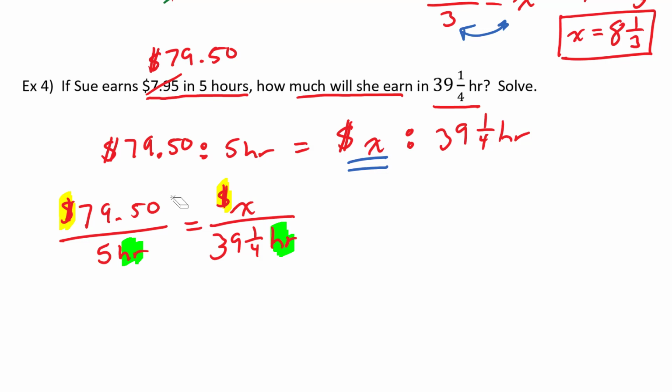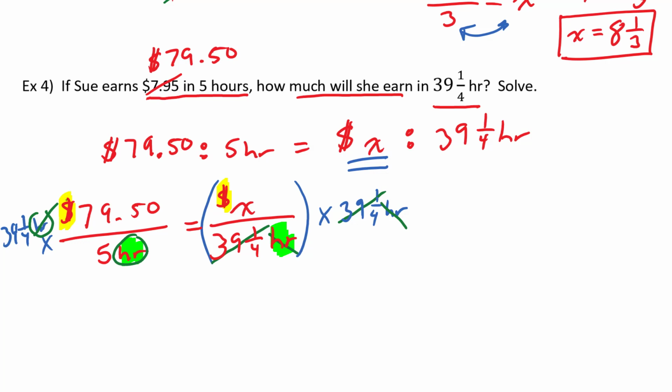X dollars is being divided by 39.25 hours. So because we're dividing, we'll do the opposite. We'll multiply this side by 39.25 hours, and we will do the same to this side. In doing so, you can see the number cancels out, the units cancel out. Over here, same thing. You can see hours and hours, therefore the hours cancel out. That's why the units disappear.